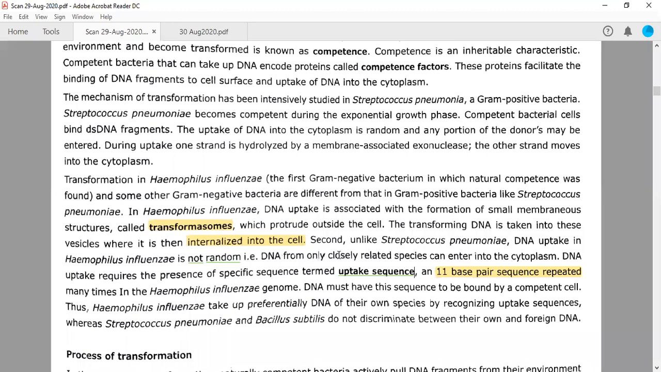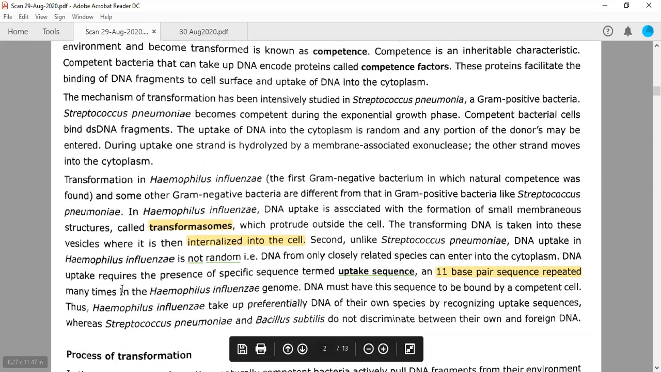DNA from only closely related species can enter into the cytoplasm. So this is very selective, and only related species of bacteria can donate the DNA, which will be taken up by the recipient cell, because they all should have this uptake sequence in the Haemophilus influenzae genome. So DNA must have this sequence to be bound by the competent cell. If the DNA, which is the exogenome, has this 11 base pair repeat, then only is it able to bind to the competent cell. Otherwise, it will not bind to the competent cell.